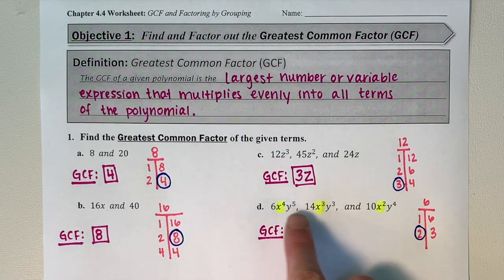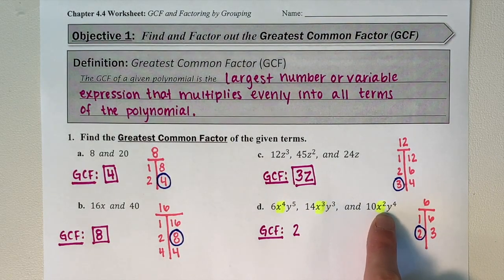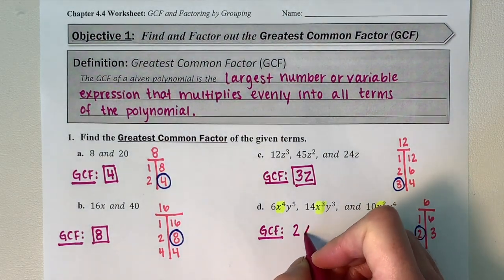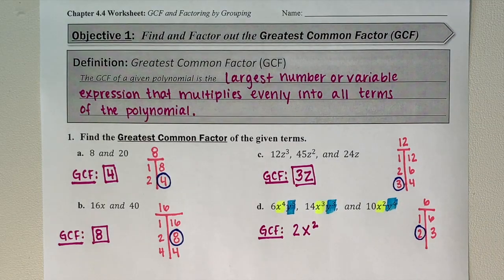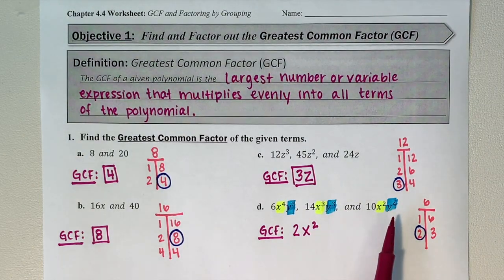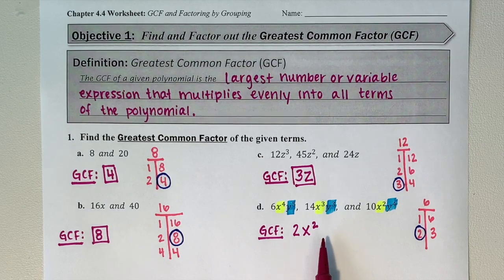So between x to the fourth, x cubed, and x squared, x squared has the smallest exponent. So that's what we put in our GCF. Then notice that each term has a y. So that means that we need to put a y in our GCF.